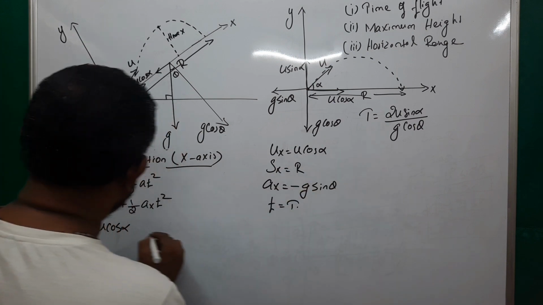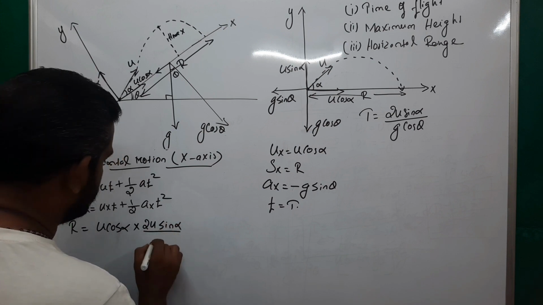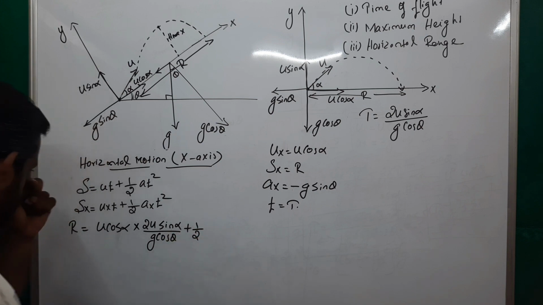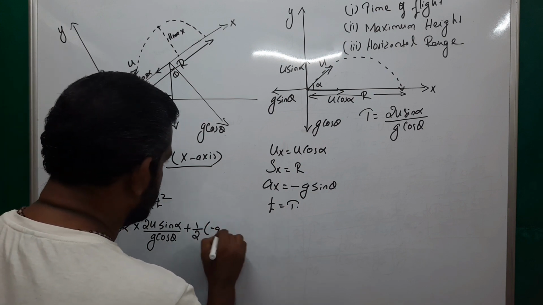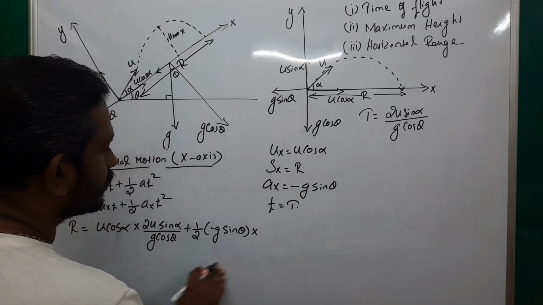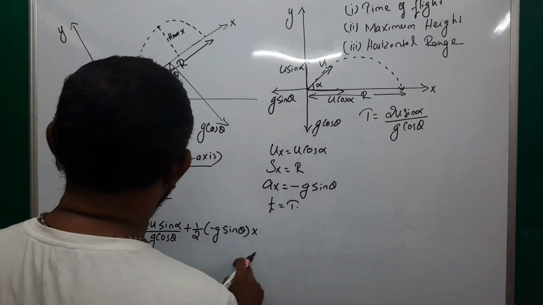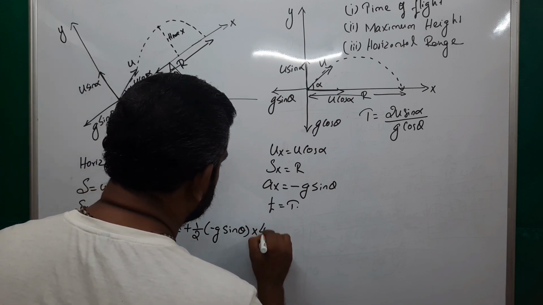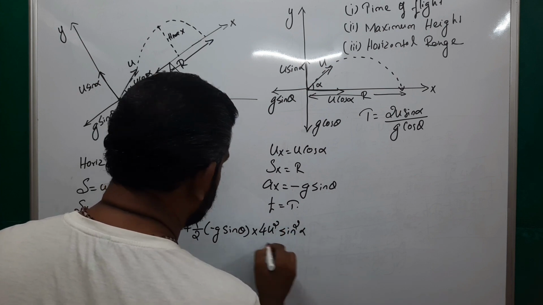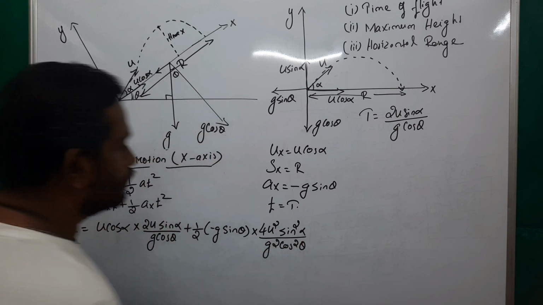What is t? t is equal to 2u sin alpha divided by g cos theta, plus half into ax, minus g sin theta, into t square, that is 4u square sin square alpha divided by g square cos square theta.